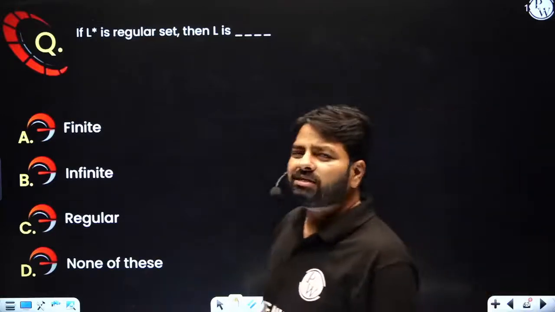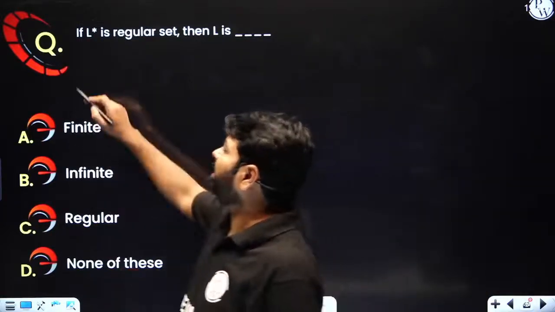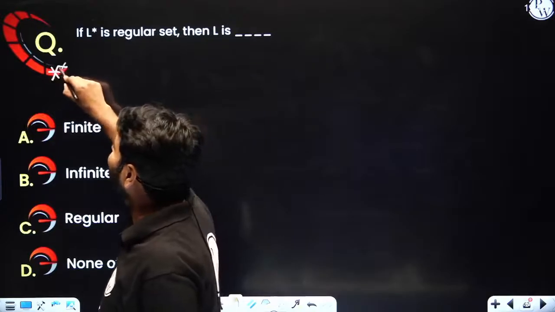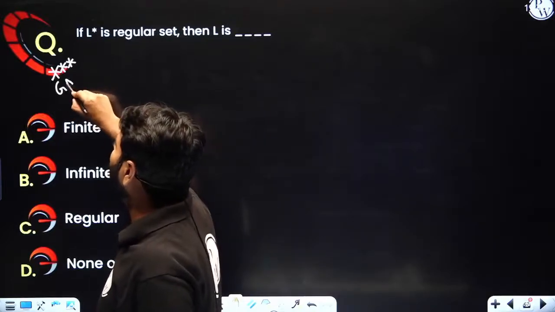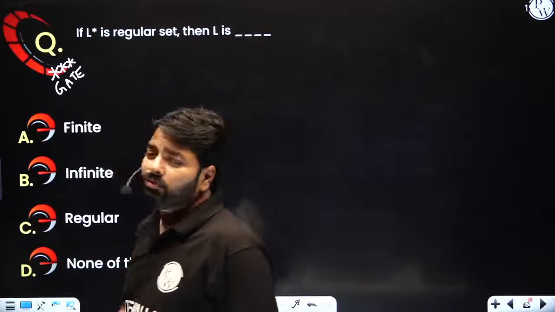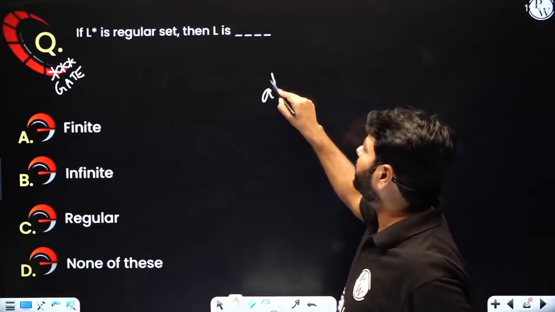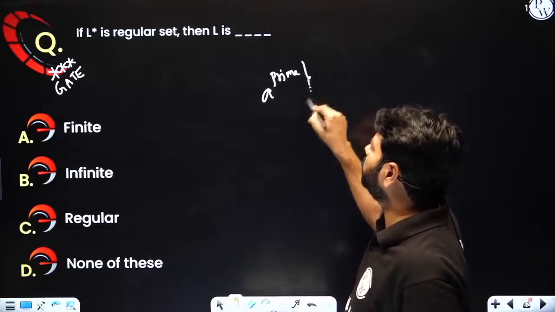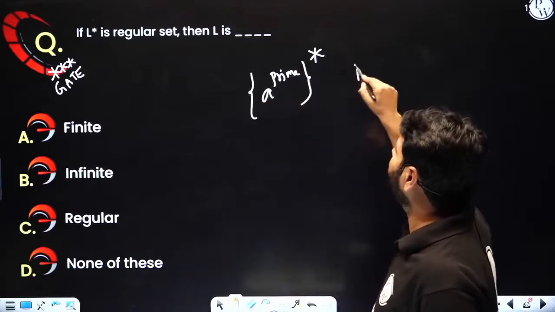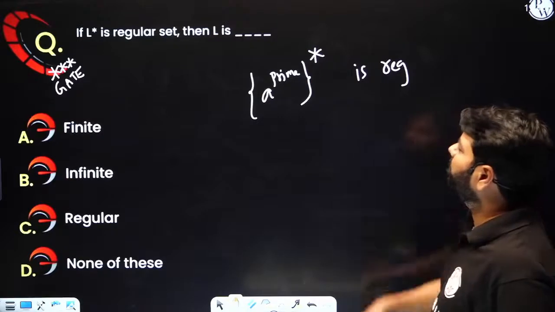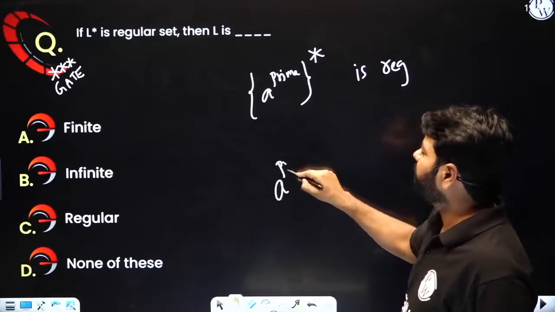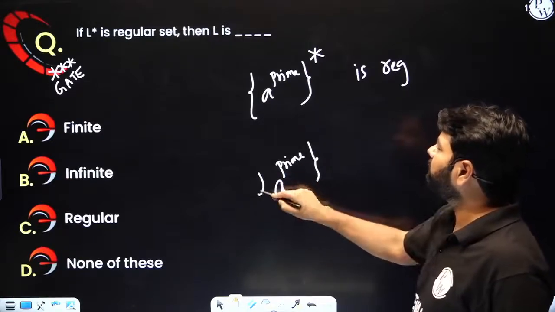If L star is regular, it's a P by Q. It's a GATE question too, and really very interesting for you. In case you are aware of a power prime, if you know this, its whole star is actually regular. But this a prime is not regular.